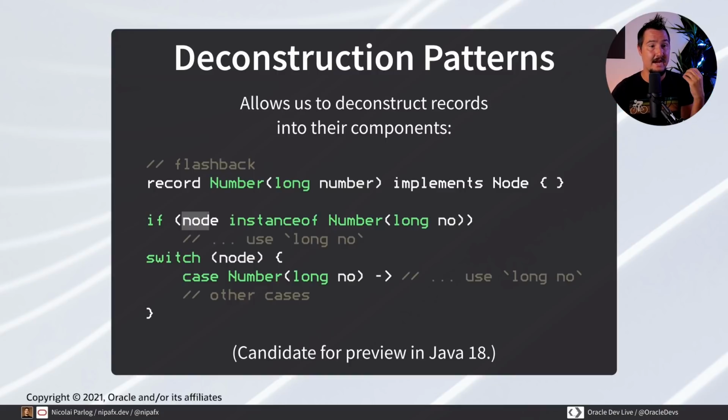And if we say, if note is an instance of Number, now I don't give the outer instance a variable name. I give a variable name to the first parameter. So I'm going to basically take this apart into its constituent fields. In this case, that would be the long. And the same thing I can do in a case.